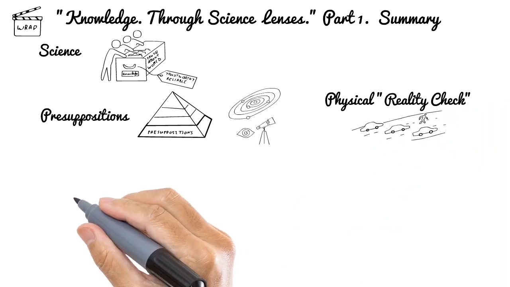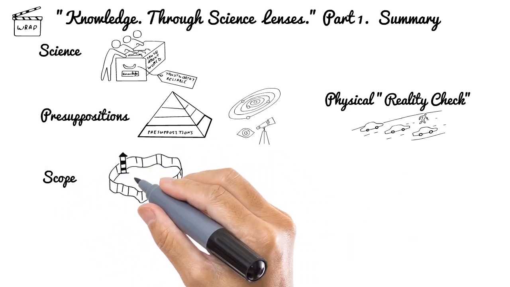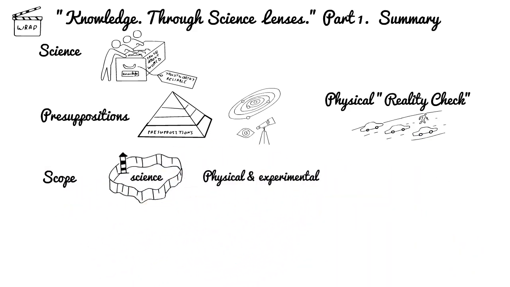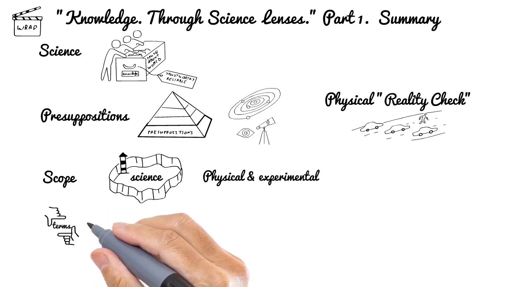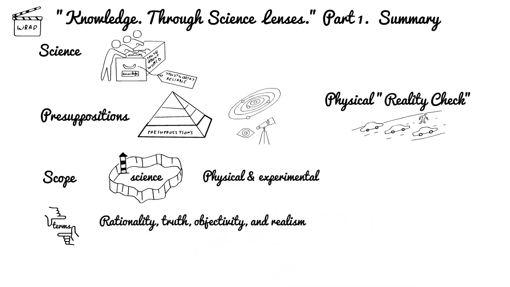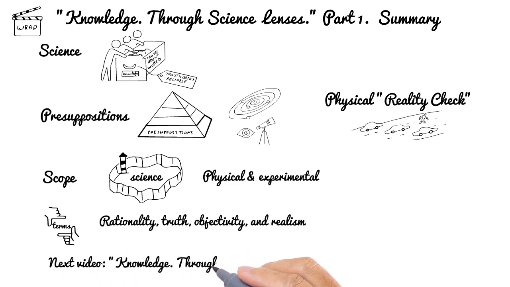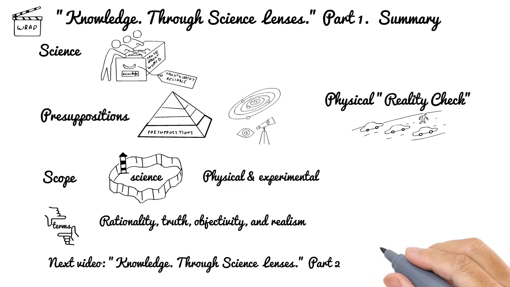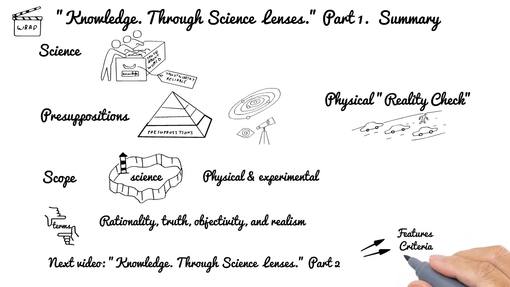Another important thing mentioned was the defined narrow scope. Science is considered as physical and experimental science, which excludes theology and metaphysics. And at the very end, we discussed rationality, truth, objectivity and realism, terms which science claims to heavily use. Let's move on to the video Through Science Lenses Part 2, where we will discuss features, criteria and principles of science, as well as touch on humans' natural way of thinking, which may lead to errors in reasoning and false conclusions. Since scientists are human, we need to realize that such issues are possible, so we need to think how to avoid these issues.